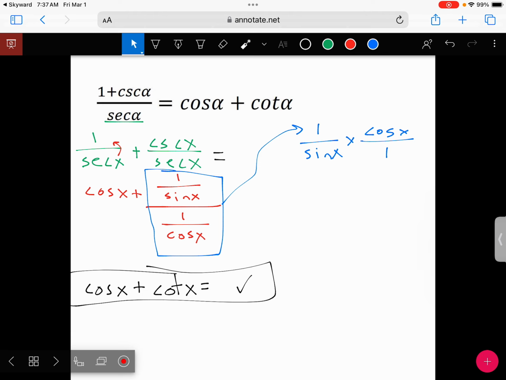And whenever you get stuck, like if you don't know what to do with cosecant over secant, turn it into sine and cosine. That's always a great thing to fall back on.